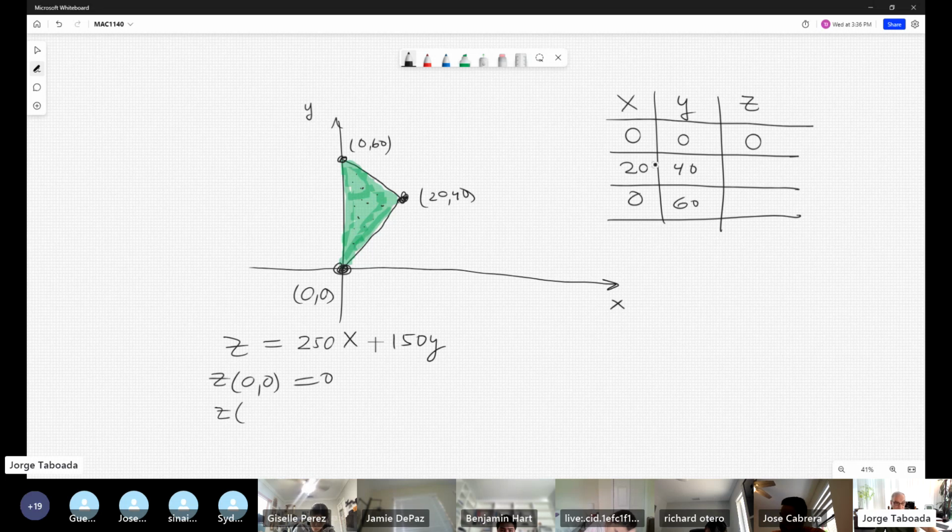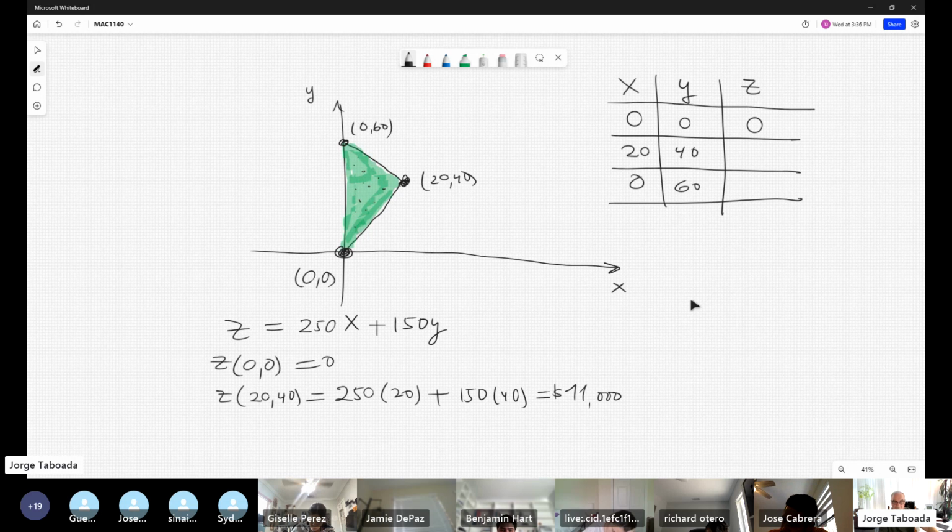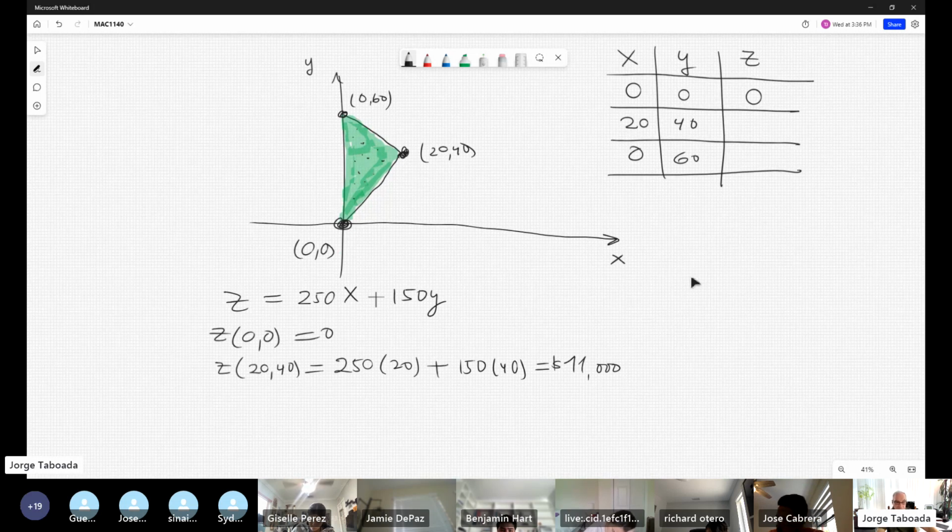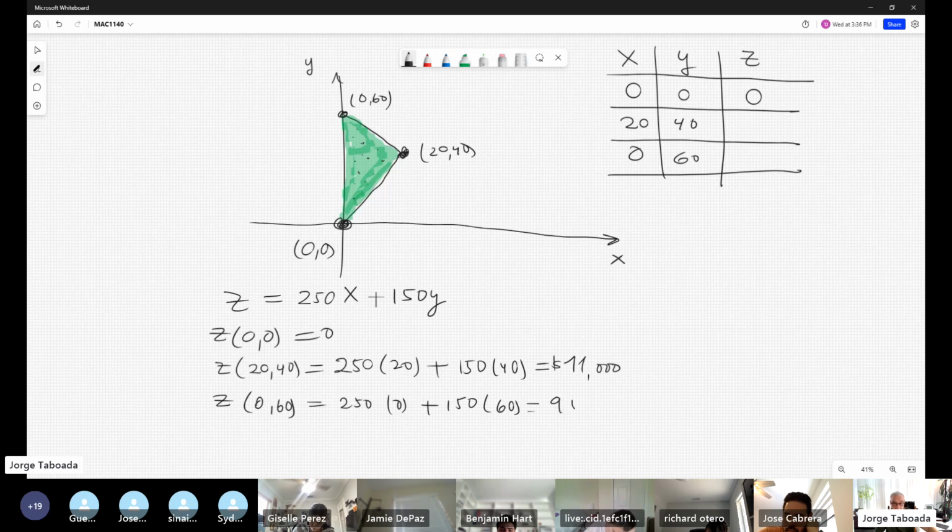However, if I evaluate Z in 20, 40, is 250 multiplication by 20 plus 150 multiplication by 40, and you put in a calculator, and the answer was 11,000. I don't know if it's money or whatever. It's another problem. And finally, you are evaluating 0, 60. So it's 250 times 0 because x value is 0, plus 150 multiplication by 60, and the answer is 9,000. It's obvious that the maximum is here. It's the optimum maximum. So now you complete the table: 11,000 and 9,000. This is the maximum.